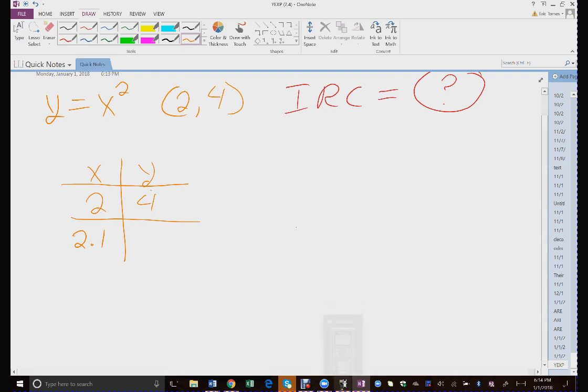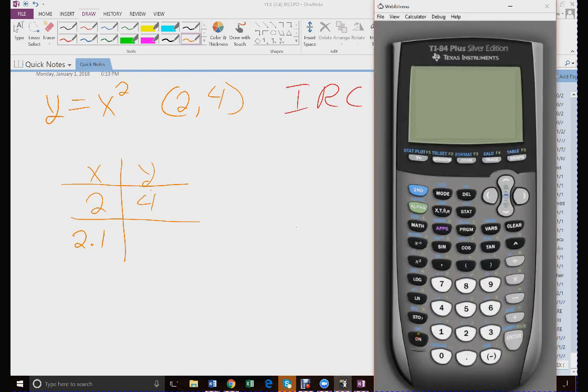Now, I'm going to use my calculator for a little help, but any calculator will work, even a cheap calculator. Turn it on. There we go. Clear. So we've got x squared, and I'm going to show you a little cool aspect of your calculator.